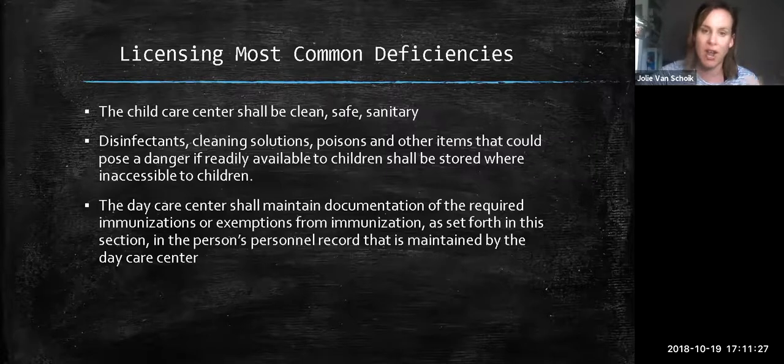Most likely disinfectants and cleaning solutions that should not be around children are stored in classrooms or not stored where they're supposed to be. The third biggest one is that people are getting hit by licensing because they're not maintaining documentation of the required immunizations or exemptions from immunizations. And also the personnel's personal record is maintained by the daycare center. So your TB test, your CPR for all of your staff, in addition to other children's immunizations. Those are the two kinds of record keeping when it comes to health issues that we are getting deficiencies on. So know that licensing is aware of these things. They are looking for these things, and you need to be prepared in all of these areas.